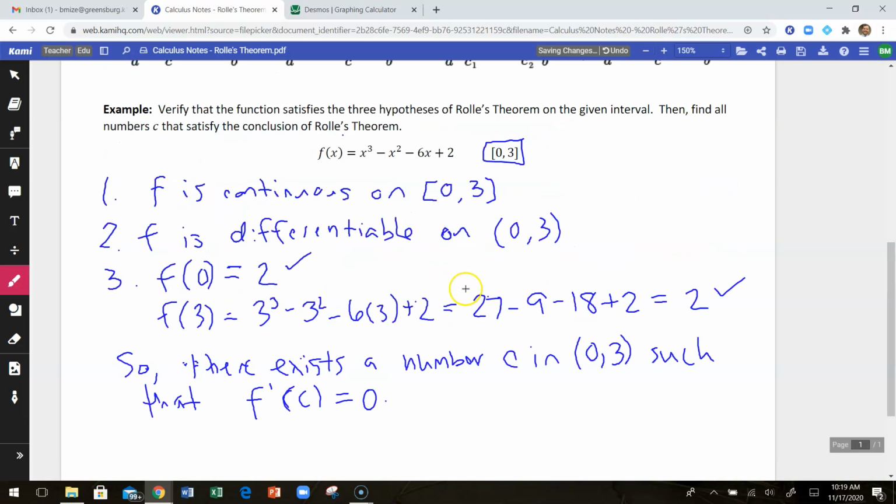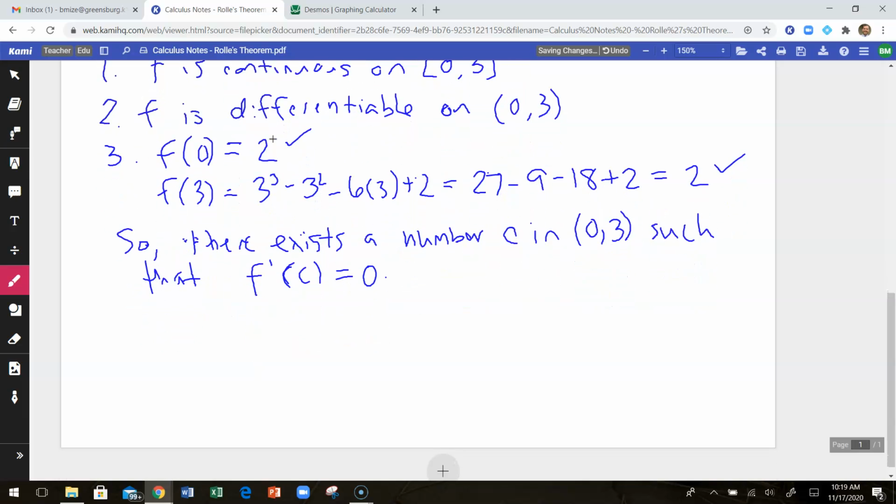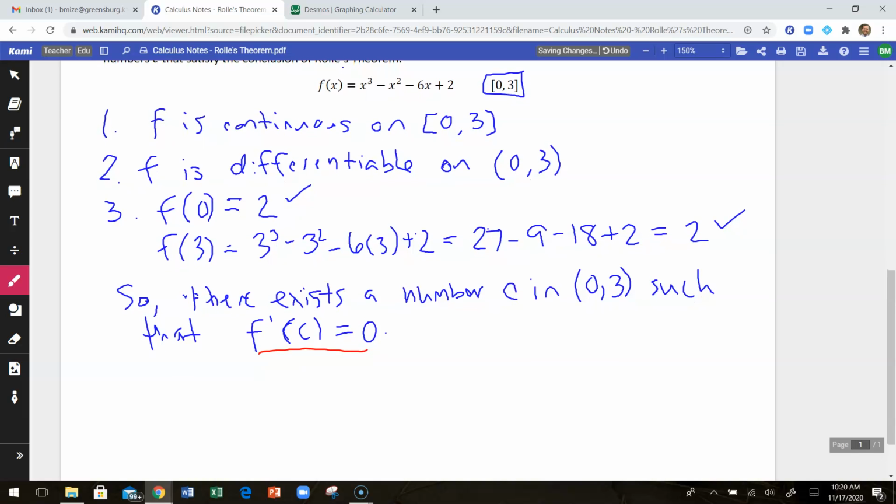Okay, so then it asks us to go ahead and find all the numbers c that satisfy that. So what I need to do then is I want to find what are the c values where f prime of c is equal to 0. Well, that means I need to find f prime and then also set it to 0. So f prime, and I'm going to do f prime of c because that's what we're looking for, is that c value. That would be 3c squared minus 2c minus 6, and I want to set that equal to 0.